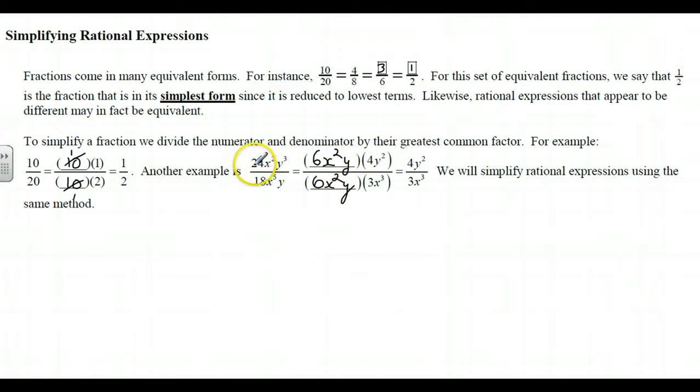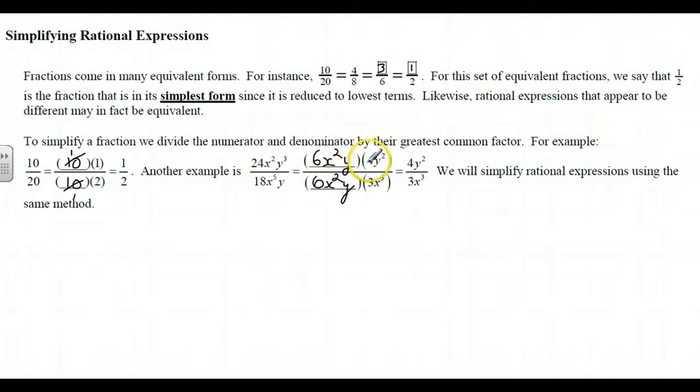So the numbers, it's 6. Of the variables, it'll be the smaller of the two, right? They need to be both. It needs to be common, and it needs to be the smaller, so x squared, and the smaller of these two, which is y. Okay, 6 times 4 gives me 24, right?